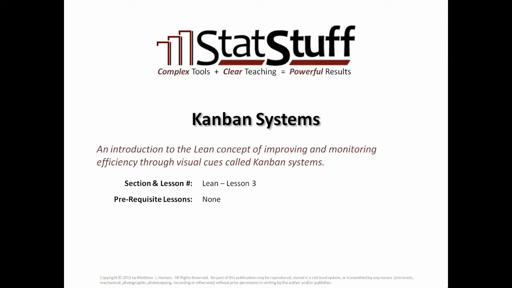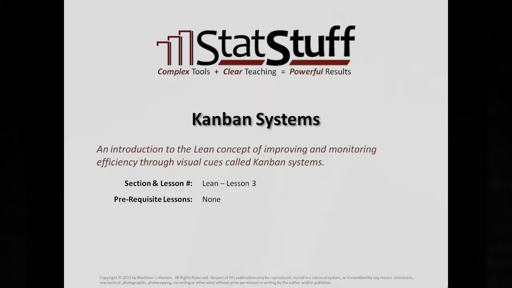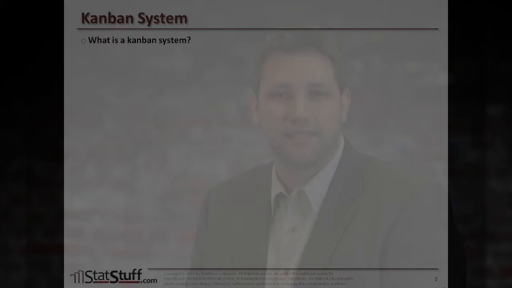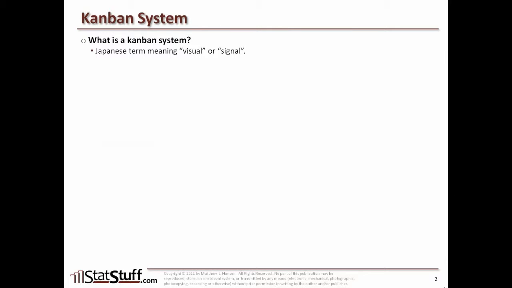I'm Matt Hansen. In this lesson, we'll review the lean concept about Kanban systems that use visual cues to help improve process efficiency. There are no prerequisites for this lesson, so we'll begin by defining what is a Kanban system. Well, the word Kanban itself actually is a Japanese term that means visual or signal.